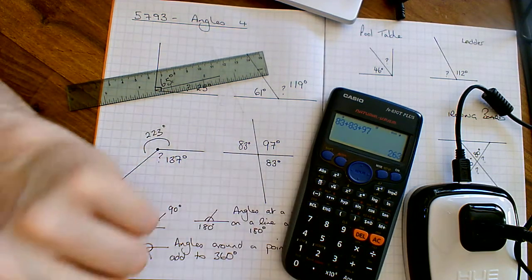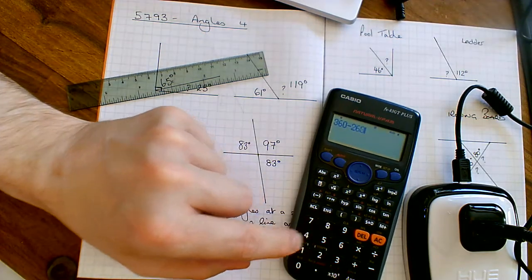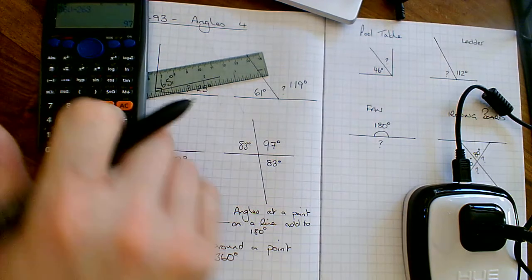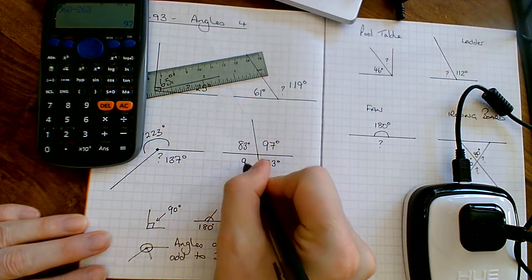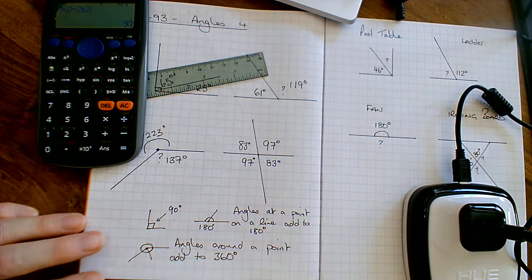So if I go all the way around the point, I need 360. So if I do 360 take away 263, then I get 97 degrees as the missing angle there. Okay, so it's angles around a point at 360.